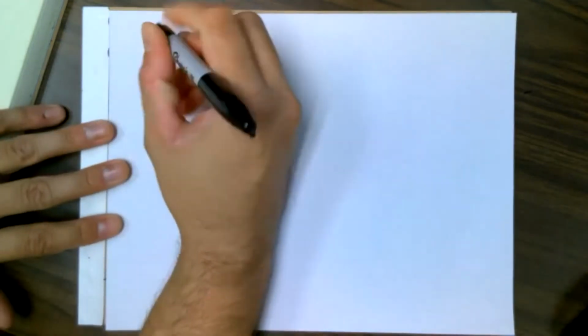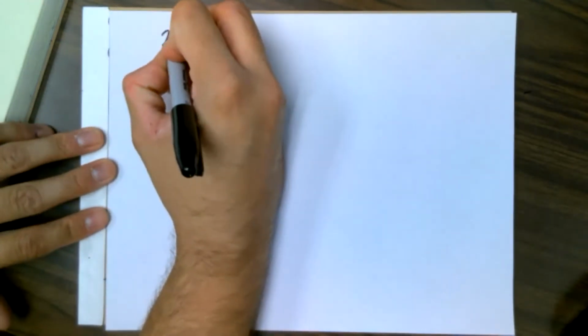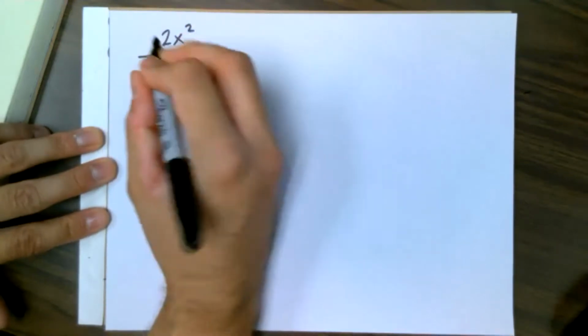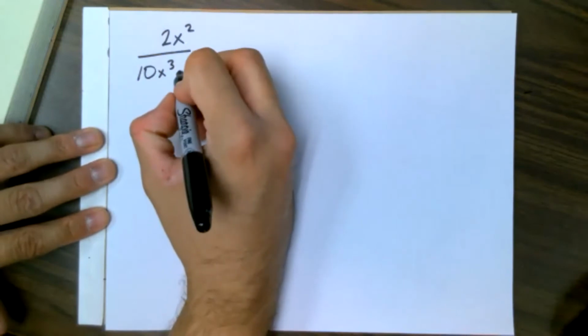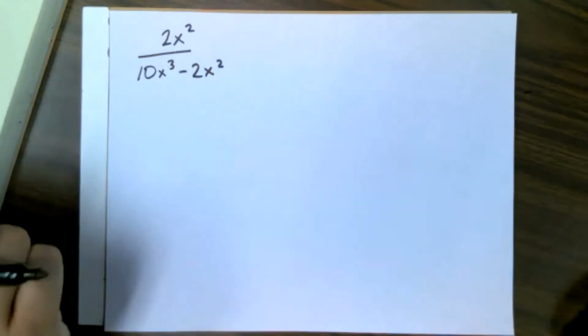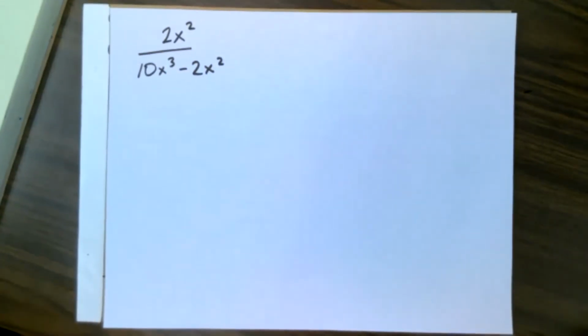I want you to try this one. I'm stealing it straight from the book. I'm going to pause the time so you can try it. So 2x squared over 10x cubed, minus 2x squared. Can you guys see that? Yeah. I like this example. I'm going to pause it real fast.